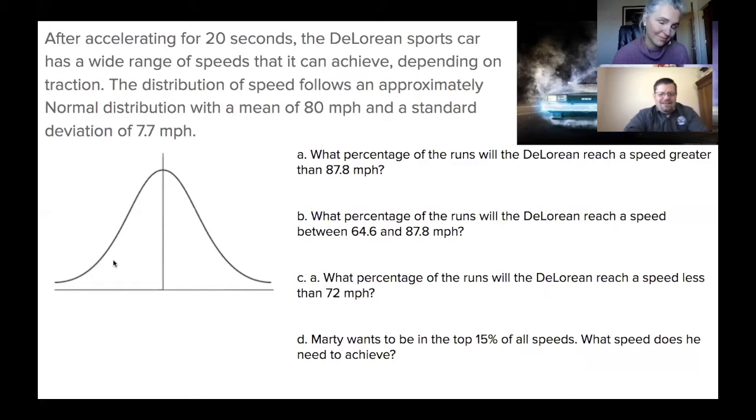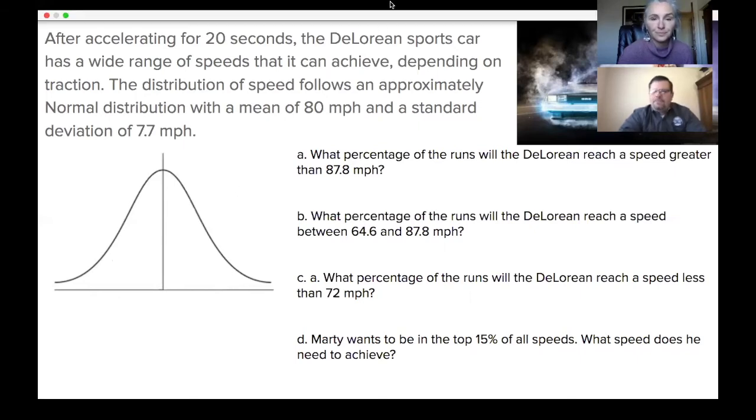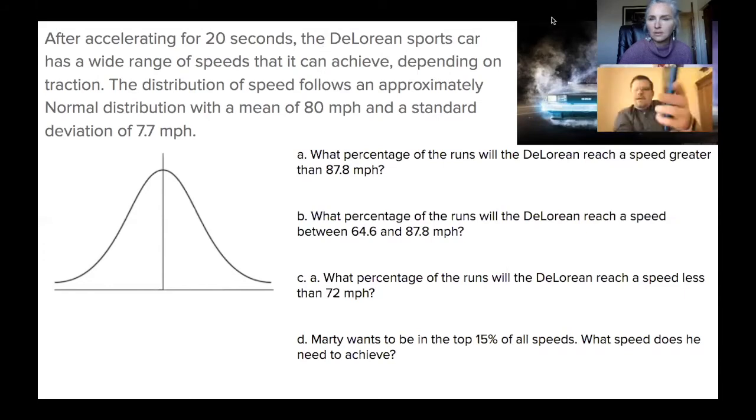All right, after accelerating for 20 seconds, the DeLorean sports car has a wide range of speeds that it can achieve depending on traction. The distribution of speed follows an approximately normal distribution with a mean of 80 miles per hour and a standard deviation of 7.7 miles per hour. And I'm typing those numbers into my calculator for the mean and the standard deviation, and I'm finding my normal CDF command.